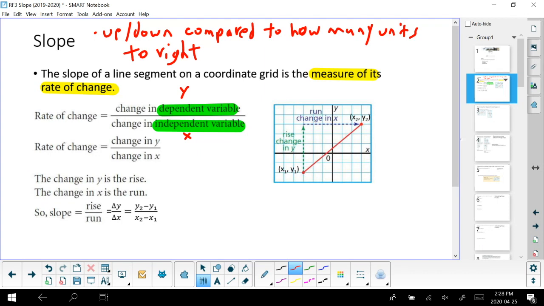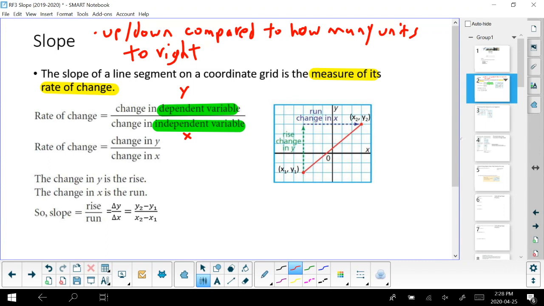Now, how do you measure that change in your y? So really what we're saying is we're going to compare two different y values. How does it change when you go from one to the other? And we're going to compare that as a ratio to the change in x. So we're going to look at how your x value changes from one to the other.